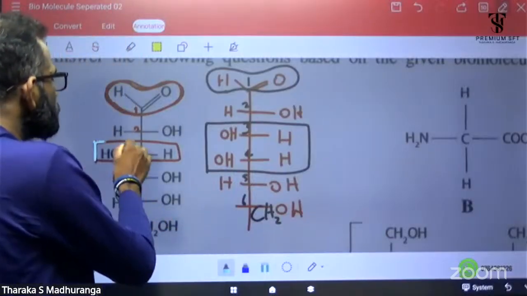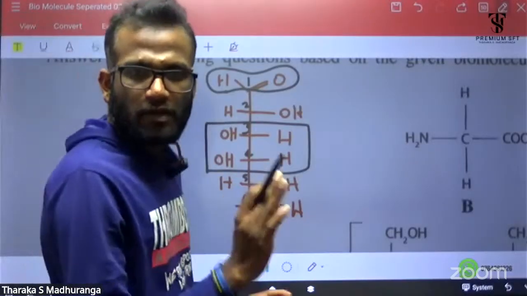If only the third carbon varies, that is glucose.